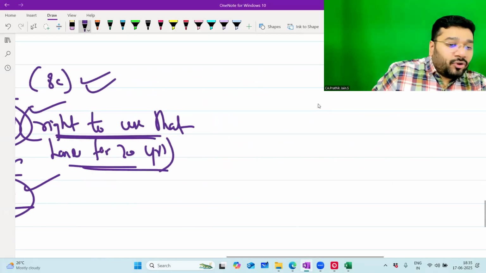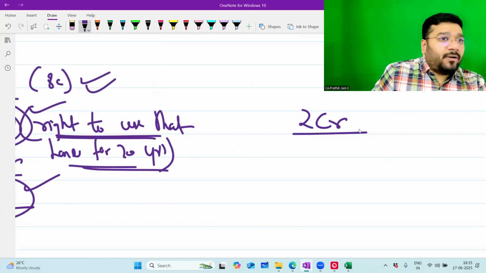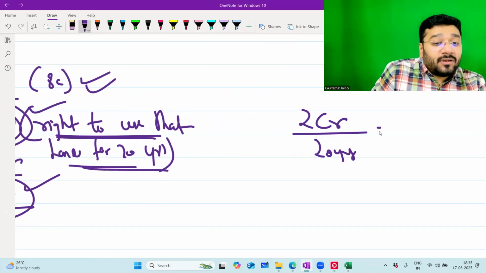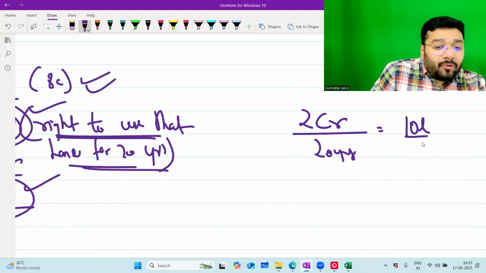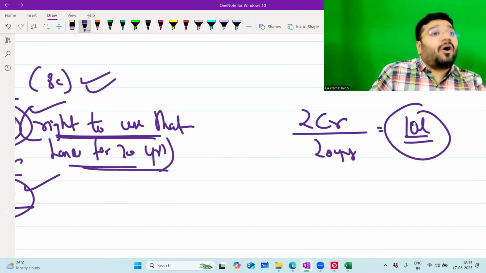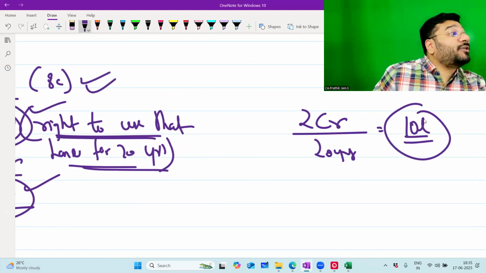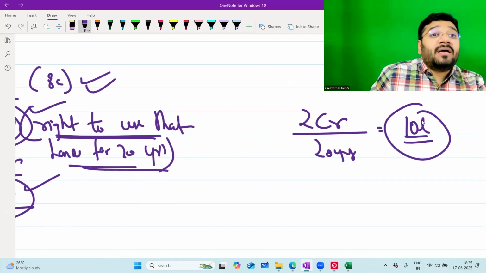Now, the 2 crore rupees you paid, you got one land on lease, which you can use for 20 years. So how much is the cost per year? 10 lakh rupees is the cost per year. So every year I'll record 10 lakh rupees as what? Depreciation. Because depreciation is the reduction in the value of the asset. Which asset? Fixed asset.